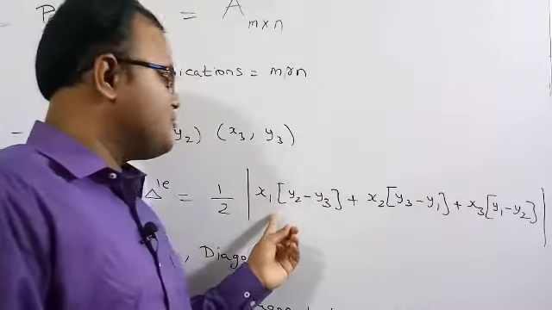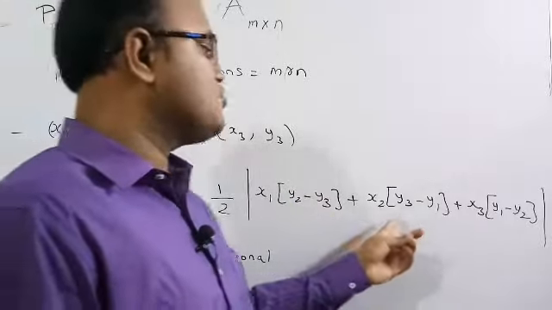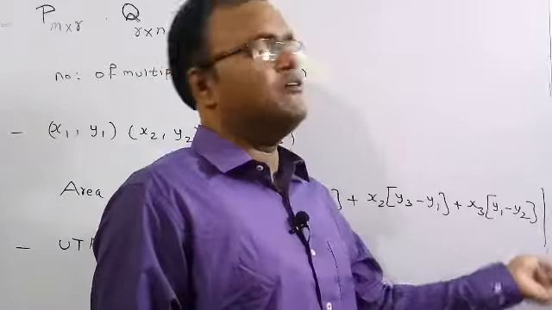So therefore x1 into (y2 minus y3) plus x2 into (y3 minus y1) plus x3 into (y1 minus y2).